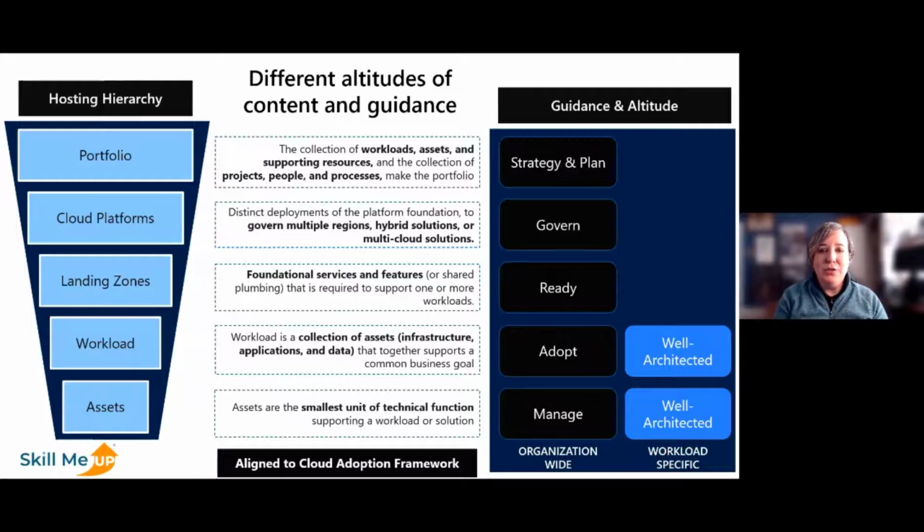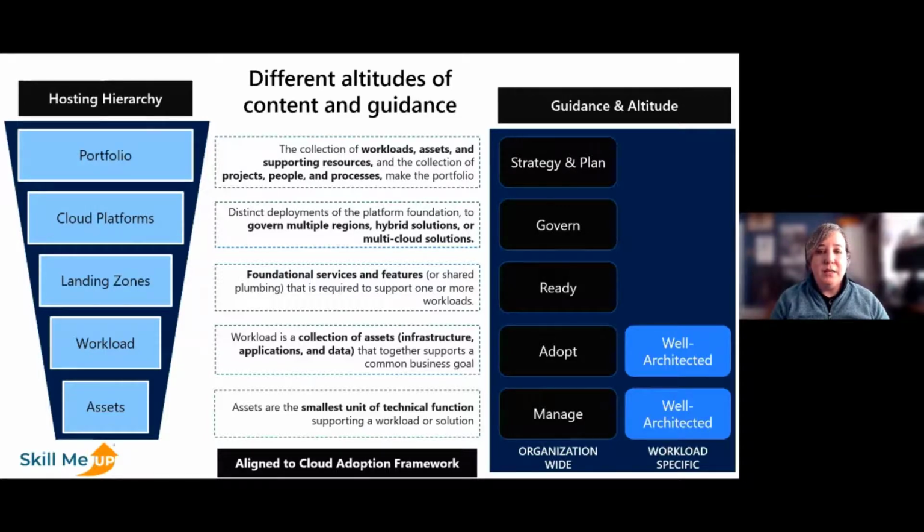What that then leads to is the landing zones. That's where you've got the functional services and features, kind of that shared plumbing, so to speak, which is required to support one or more workloads. So, the landing zones kind of come after you've gone through the assessment, gone through the planning, gone through all of the ways in which to think about how to build out these environments. Then you're building out the environments, right?